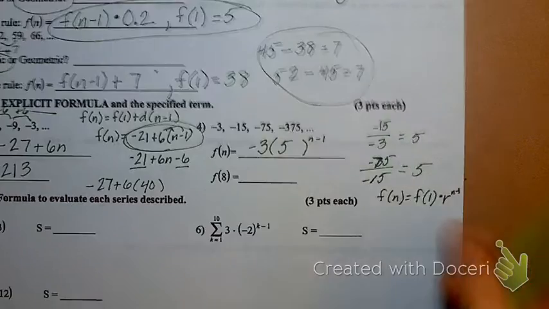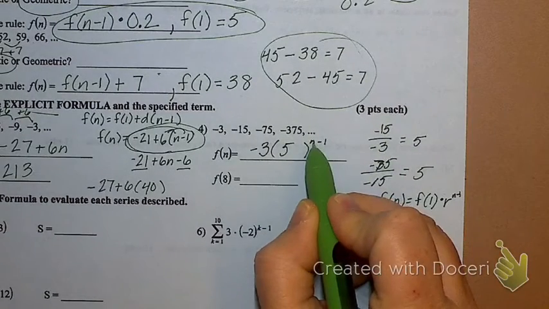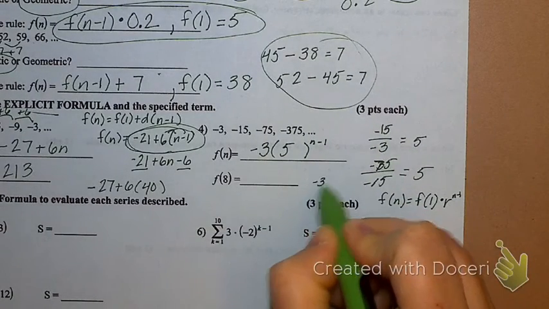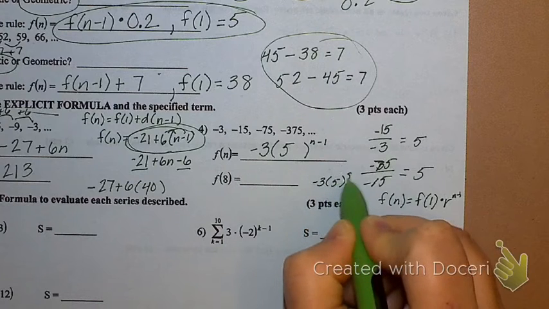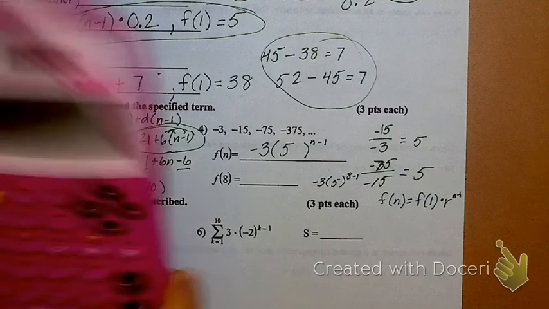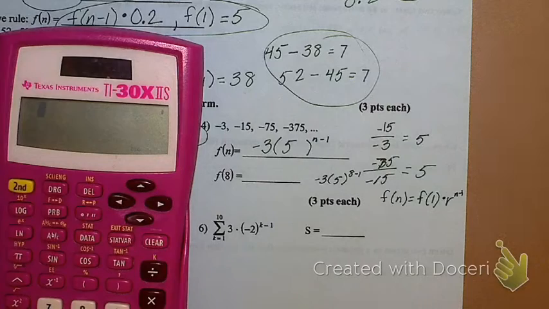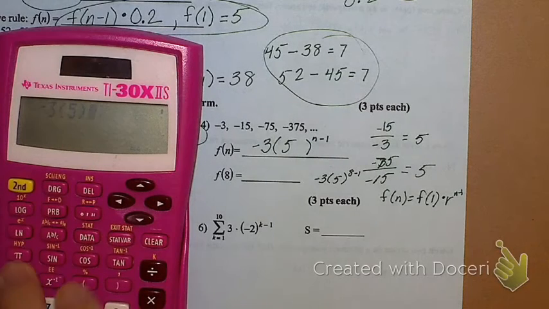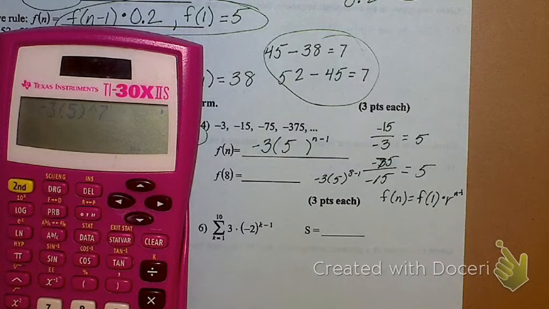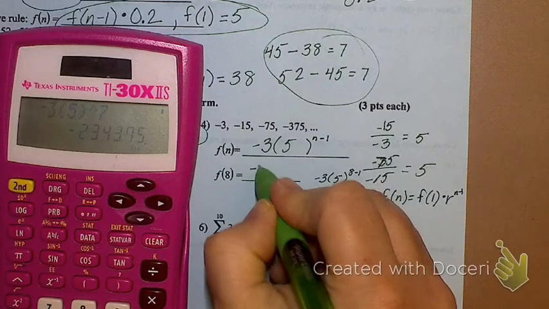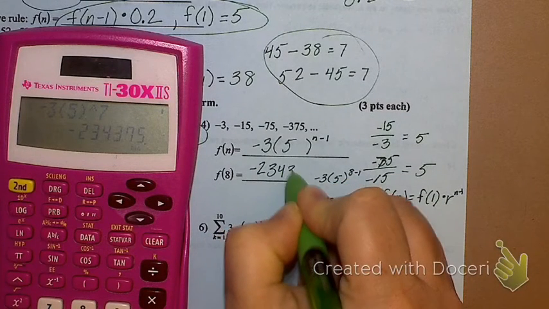So how do I find f of 8? I plug 8 right into here. So negative 3 times 5 to the 8 minus 1. That would be negative 3 times 5 to the 7th, right? Yes. And you may get a big number. Negative 234,375.